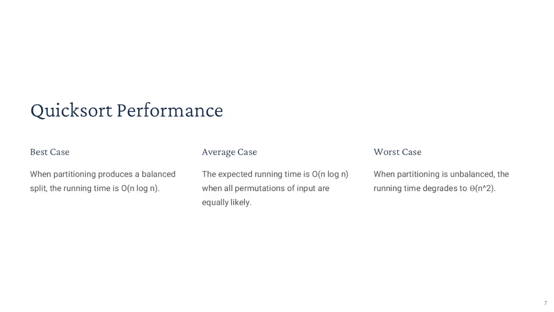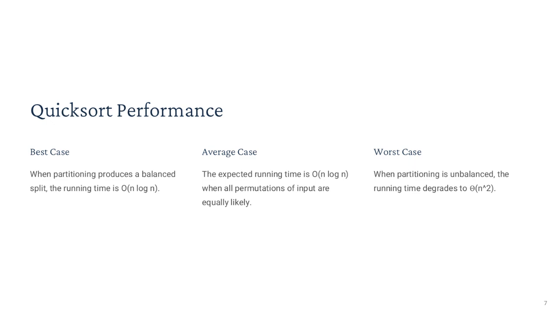Quicksort's performance varies depending on how well the partitioning divides the array. In the best case scenario, the partitioning produces balanced subarrays of roughly equal size, leading to a running time of O of n log n. The average case performance, when all permutations of input are equally likely, is also O of n log n, making it suitable for most practical applications.